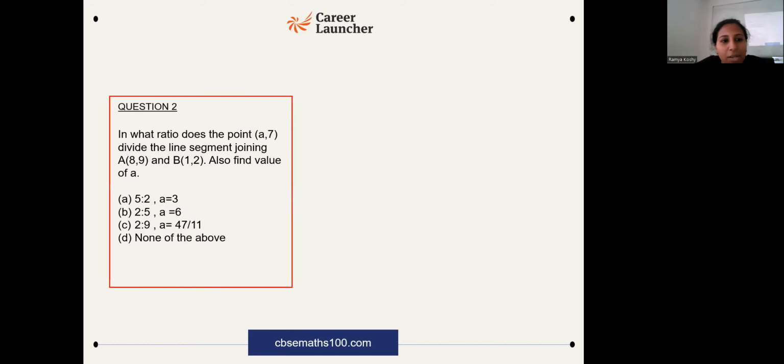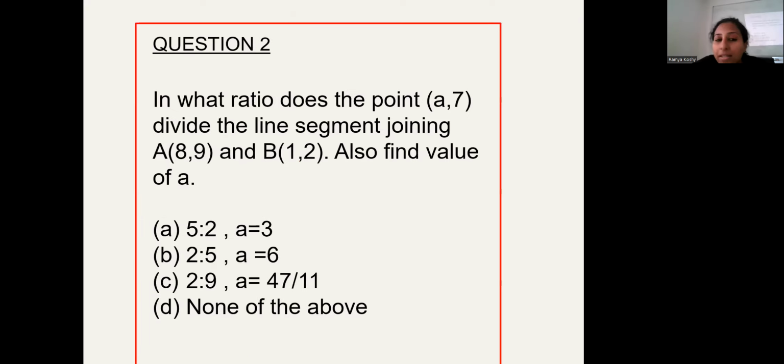This is a question where you have to find the ratio in which the line segment joining these points is divided. My question over here is, when I want to find the ratio, what formula are we using? Section formula. Which variation of the section formula are you using when you are finding the ratio? K is to 1. And here, which coordinates formula will I use? X coordinates formula or Y coordinates formula?